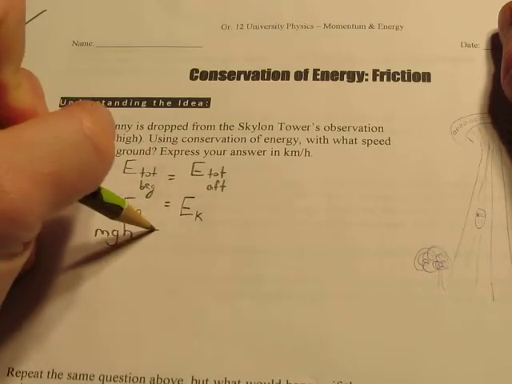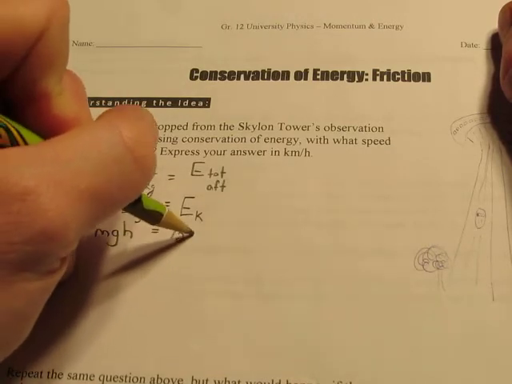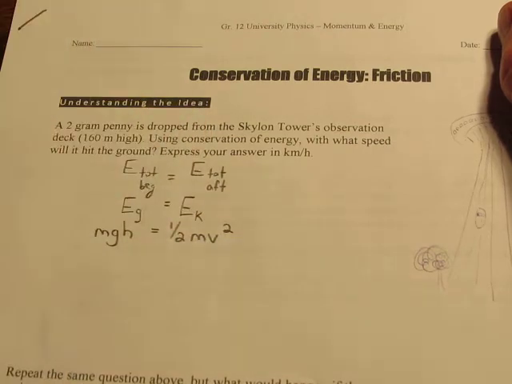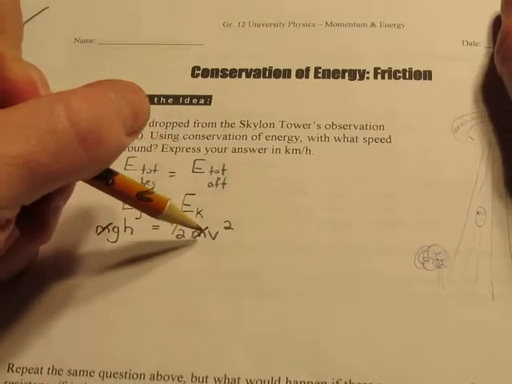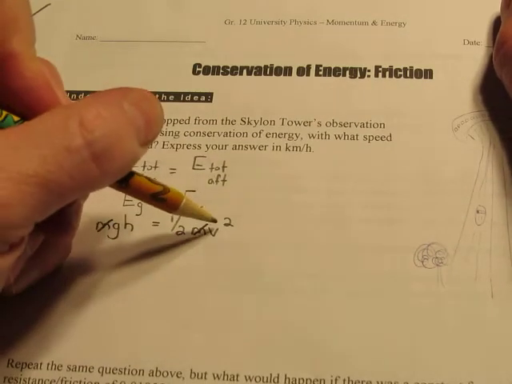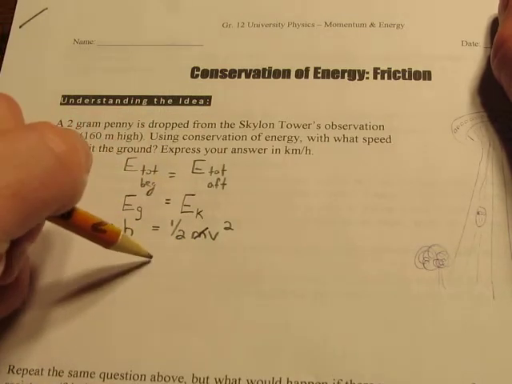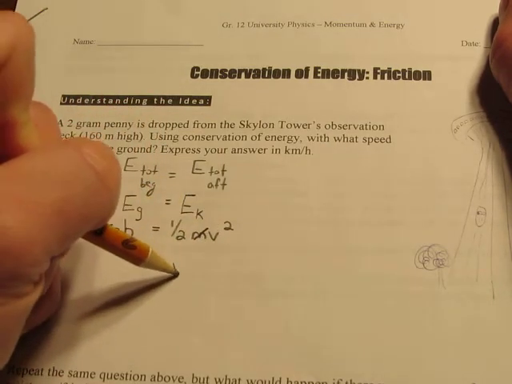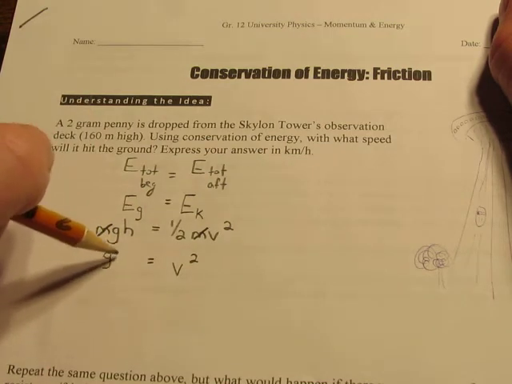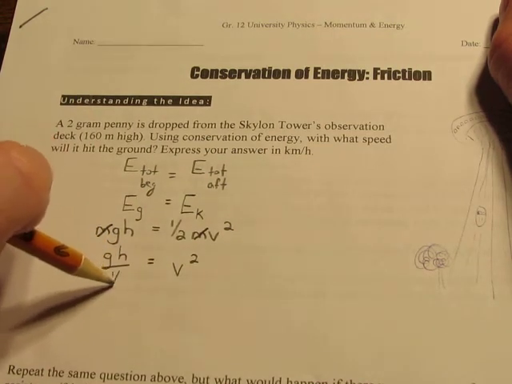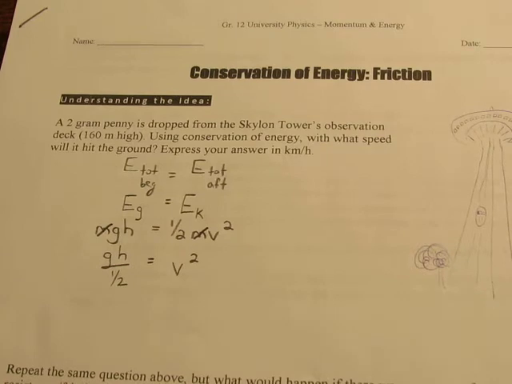mgh for gravitational energy, 1/2 mv squared for kinetic energy. You always canceled the mass, left side, right side, or most of the time you canceled the mass. And that was it. You rearranged for whatever you were solving for, in this case, v. Might be a little bit easier to write v squared. I'm just going to move the 1/2 over. v squared equals gh divided by 1/2. Should be the answer to this question.